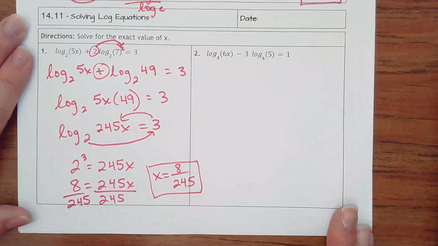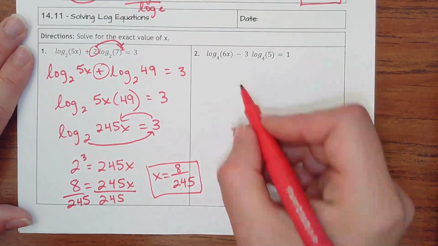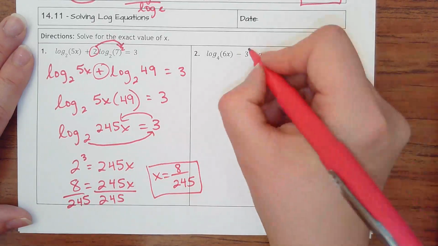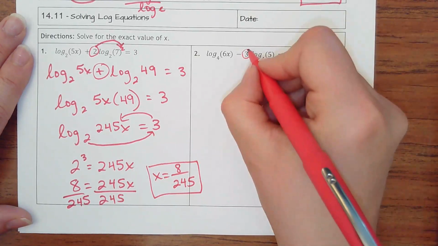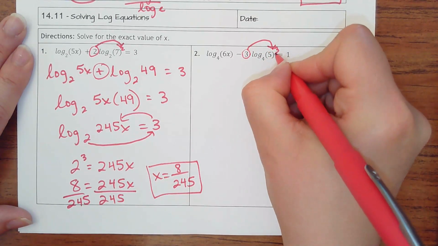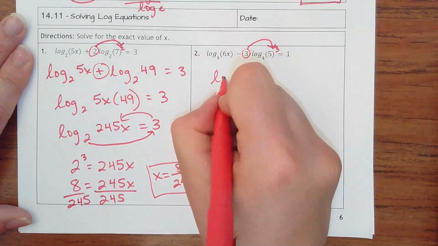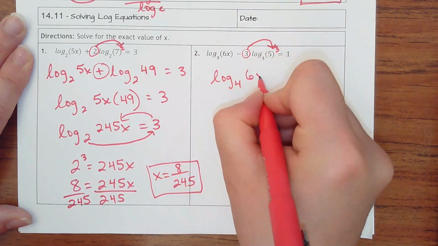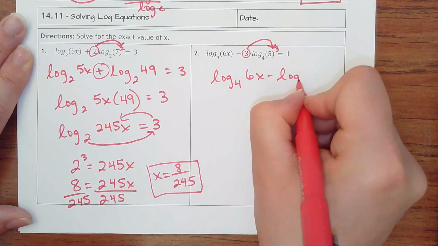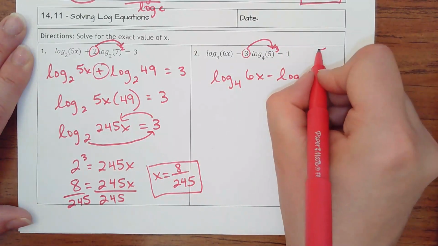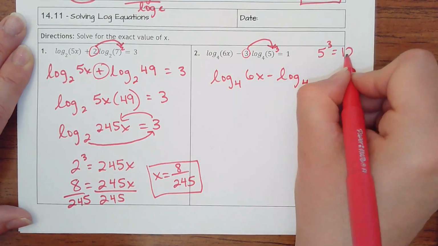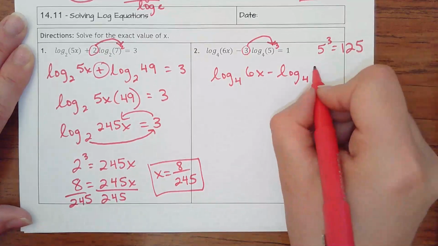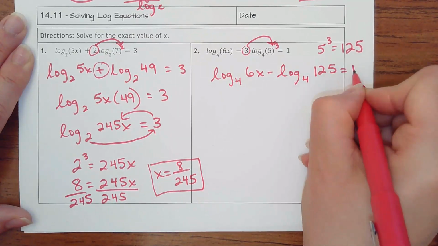All right, let's try number 2. Same exact thing other than I see subtraction here. But you want to get rid of any multiplication and make it a power. So really I'm taking 5 cubed. So I would make this log base 4 of 6x minus log base 4 of 5 cubed. 5 cubed is 125. So that is equal to 1.